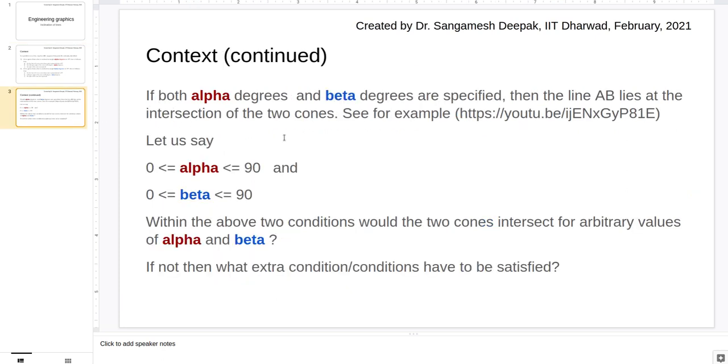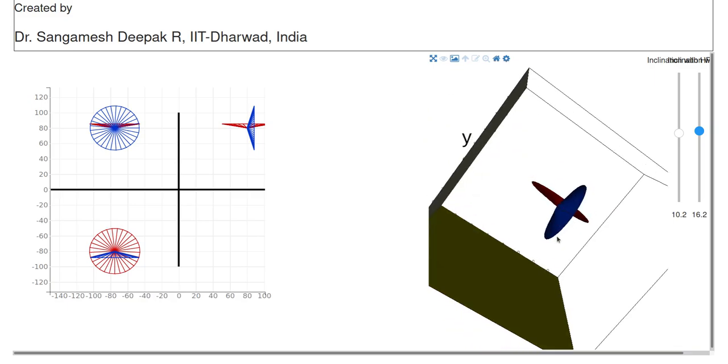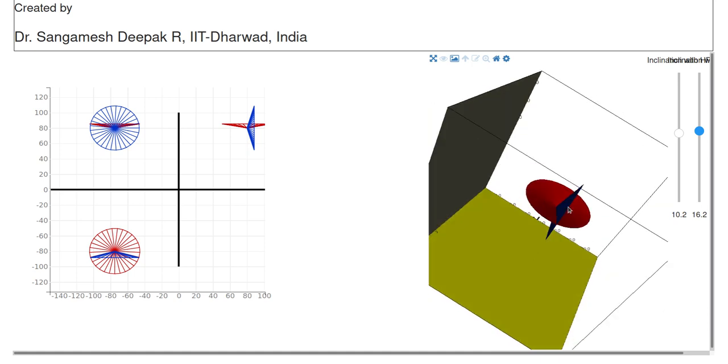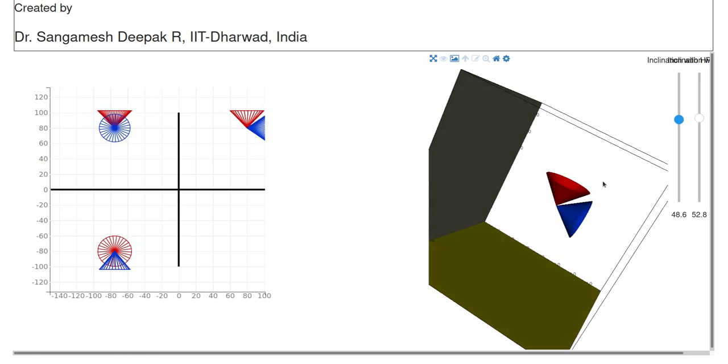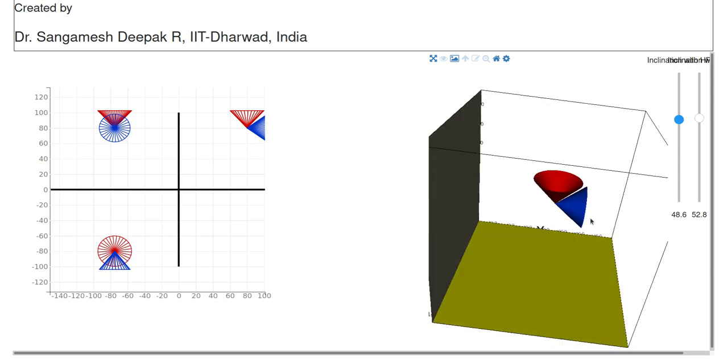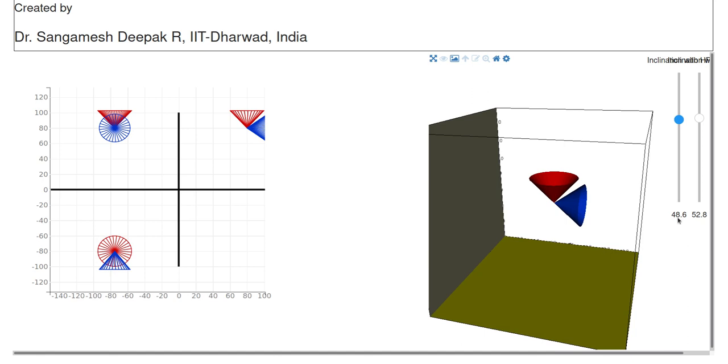Now the question is, is there a situation where the cones don't intersect at all? It's not very hard to see. For example, here there are two cones which are intersecting. Now let me change alpha and beta. I'm changing alpha, and I'm changing beta also. You see there is a situation where the cones don't intersect at all. For example, here the alpha I have taken as 48 and the beta as 52.